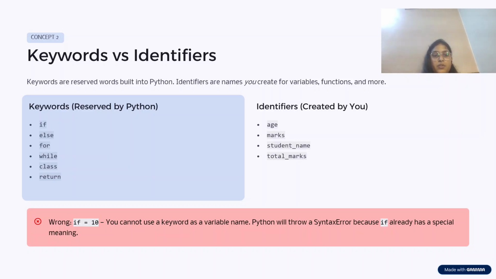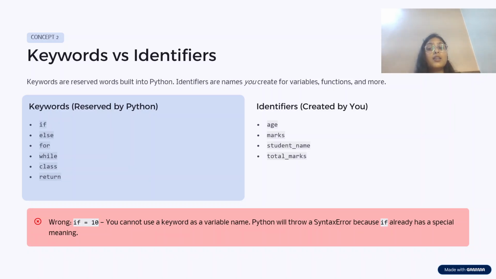Keywords are reserved words. You are seeing some words written here, that is if, else, while, for, class, return. They have a special meaning. They have reserved meaning. These words are predefined in Python. They are part of the language that are inbuilt. Whenever Python sees these words, it immediately understands their purpose. Their purpose has already been defined. You cannot use them otherwise. You cannot use them for any other word. Therefore, it does not allow using them as variables.